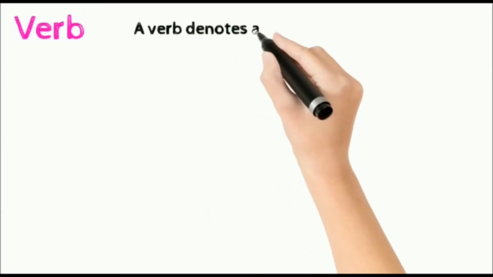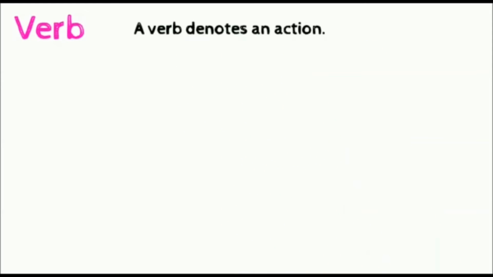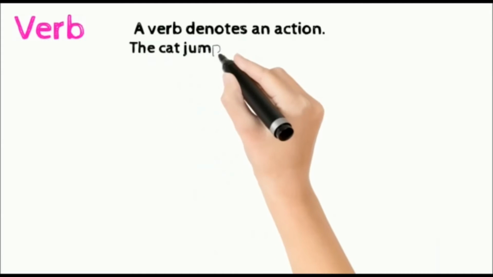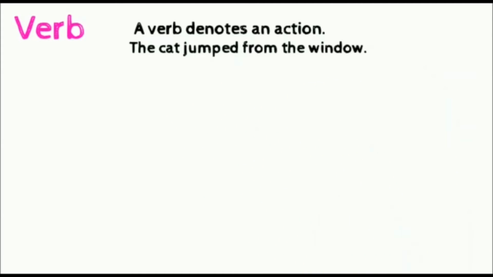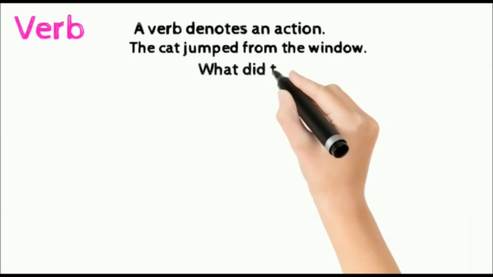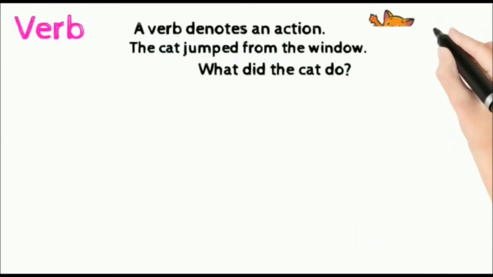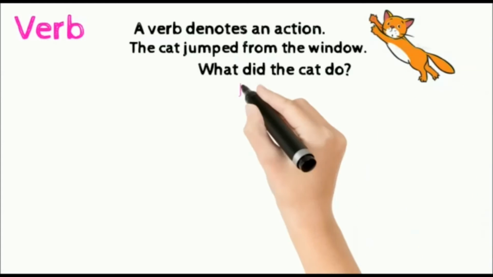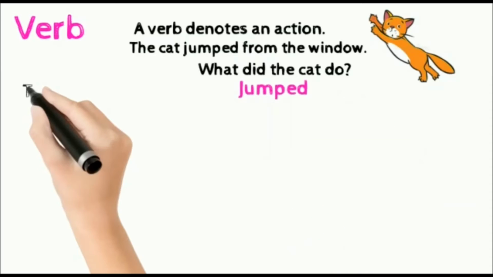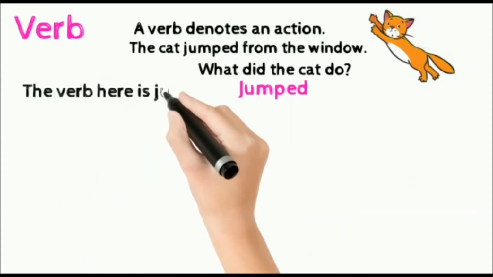Next, we are going to discuss some examples with verbs. A verb denotes an action. The first example here is, the cat jumped from the window. What did the cat do? Jumped. The verb here is jumped.